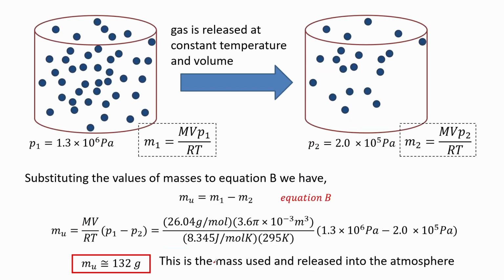We consider the condition for mass M1 and mass M2 and substitute this in equation B, which we then substitute the values obtained earlier, and we have the value of mu. Here we see that the mass used or released into the atmosphere is about 132 grams.